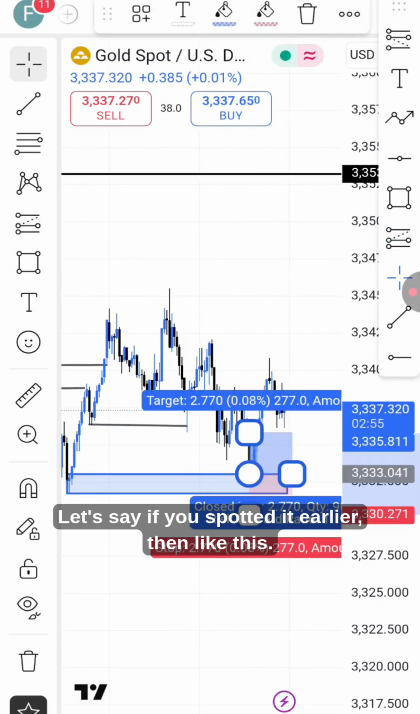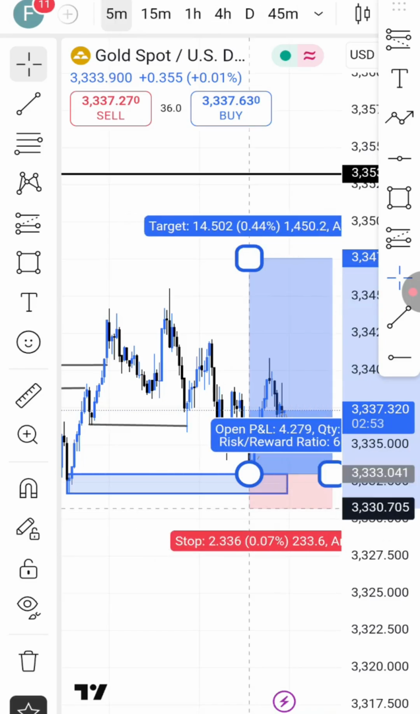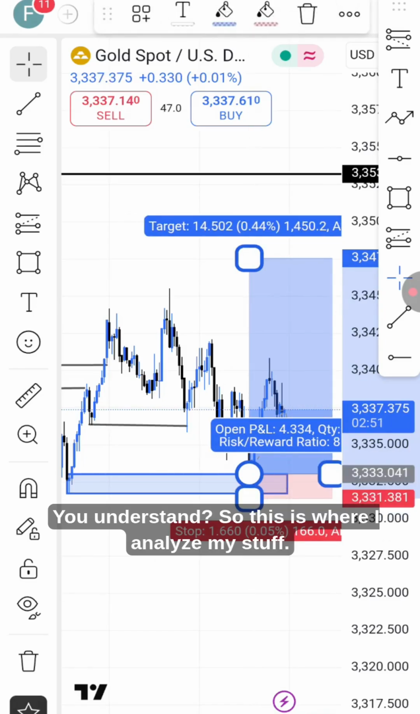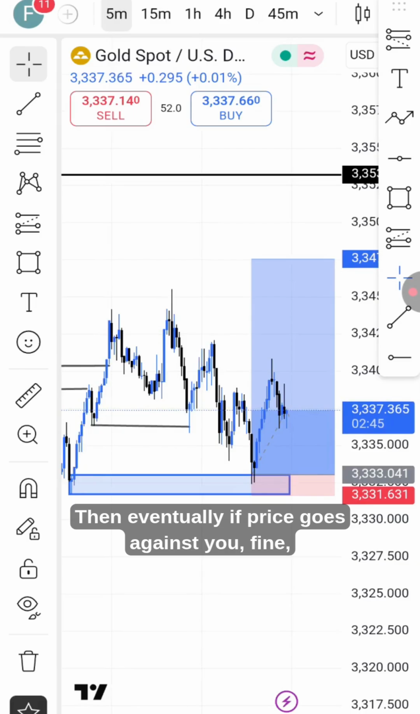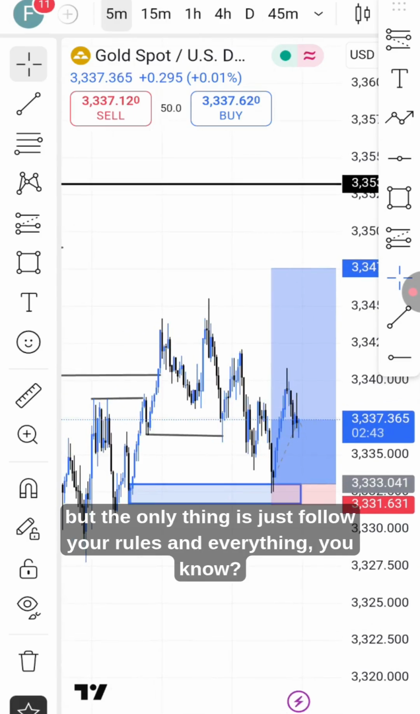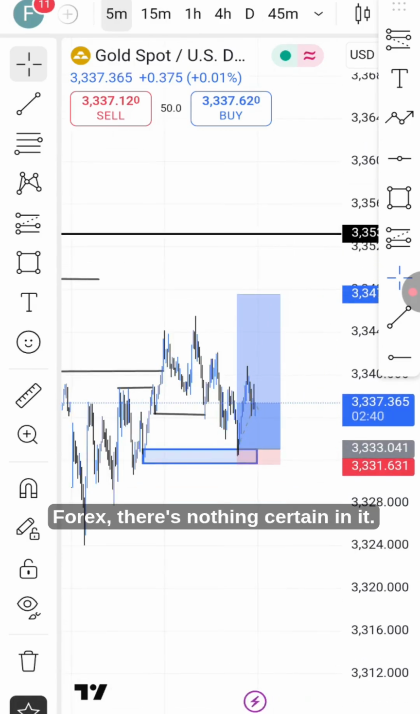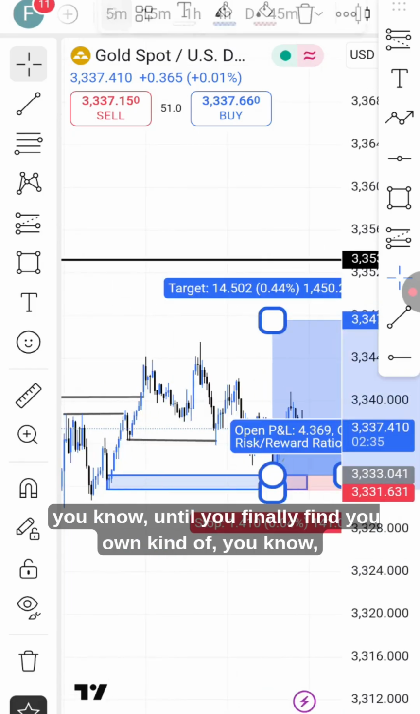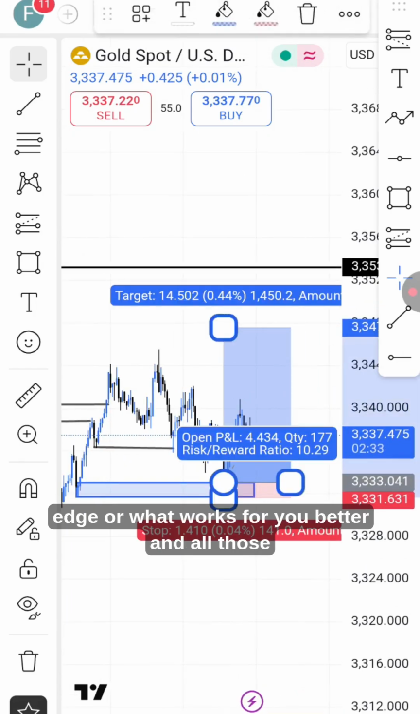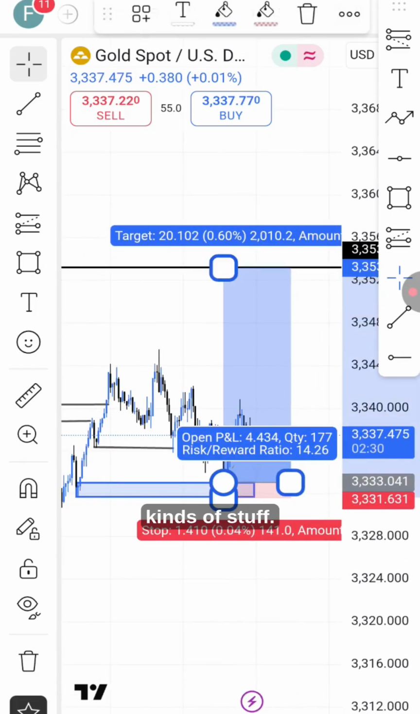Let's say if you spotted it earlier, then like this. So this is where I start analyzing my stuff. Then eventually, if price goes against it, fine. But the only thing is just follow your rules and wait. Normal. Forex is nothing but starting, so we just keep playing until you finally find the edge or what works for you better. This is it.